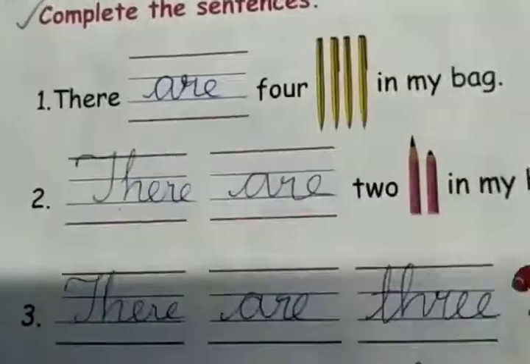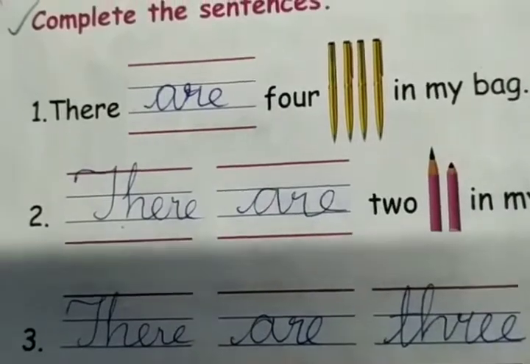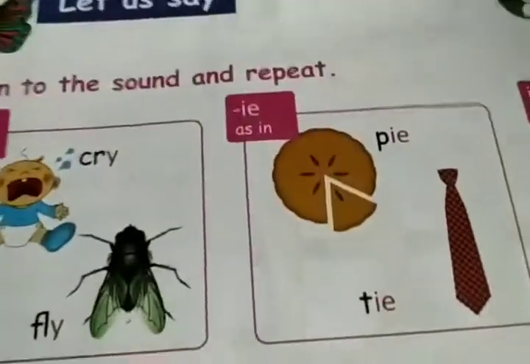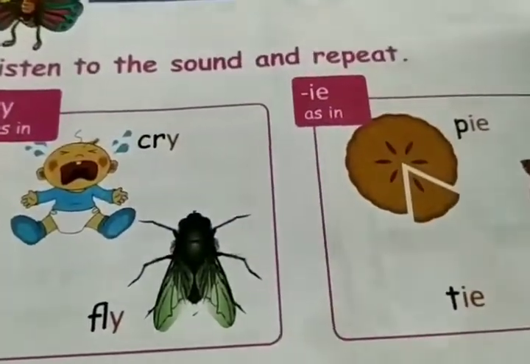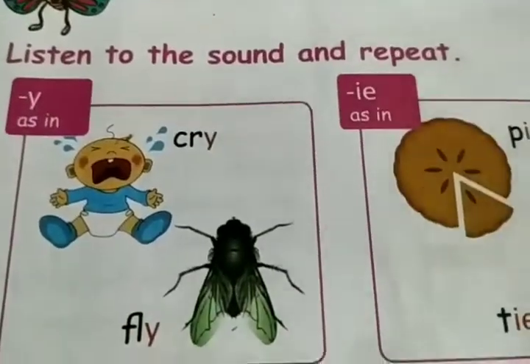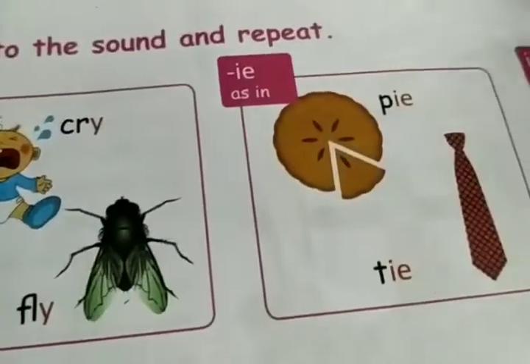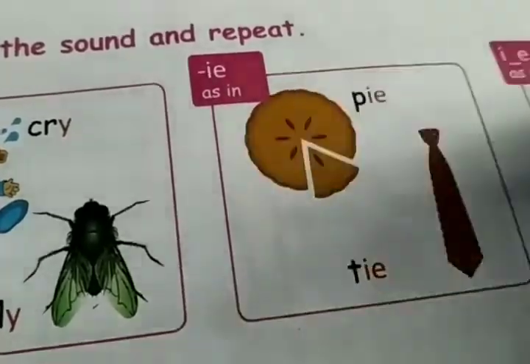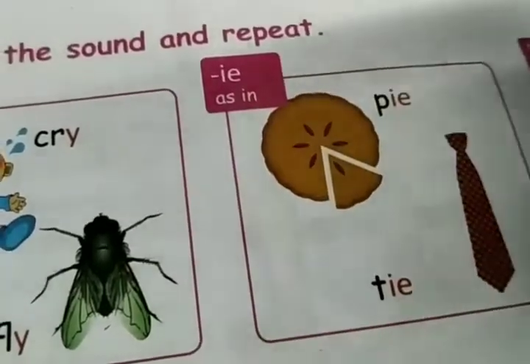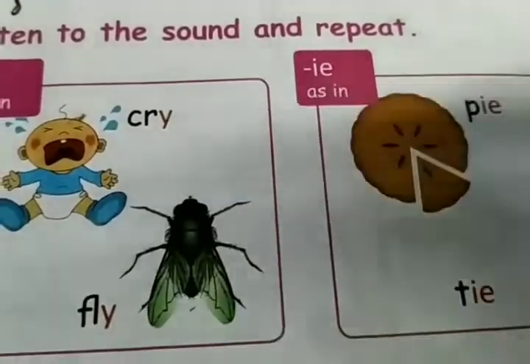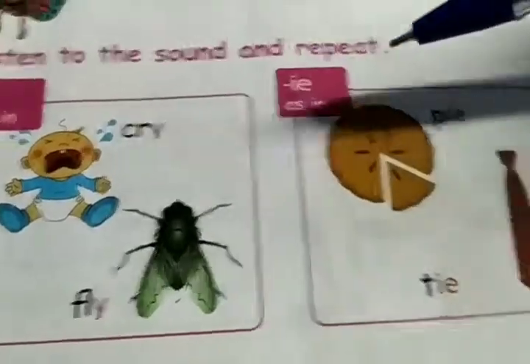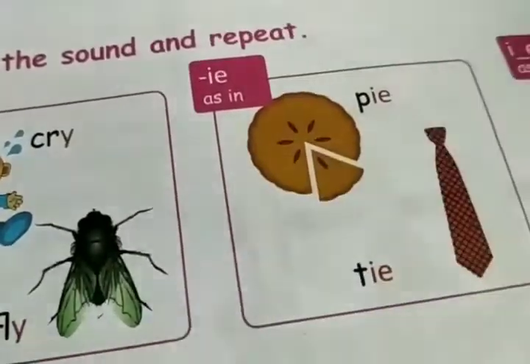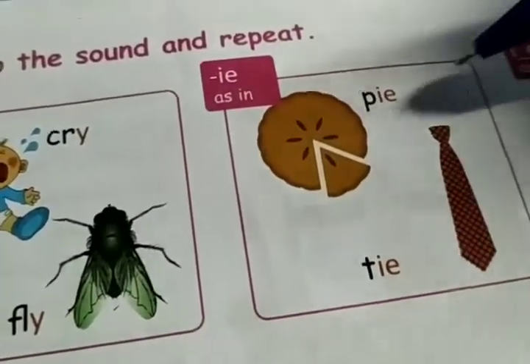Okay, and then let us take page number 59. We are going to learn about phonics. Okay, so the sounds. Y as in cry, fly. So the sound of Y is I. Y as in cry, fly. IE, we say the same I sound, but this is pie, tie. Okay, so cry, fly as in the Y as in cry, fly. This is IE, pie, tie. Okay, so this is also the same sound as IE.